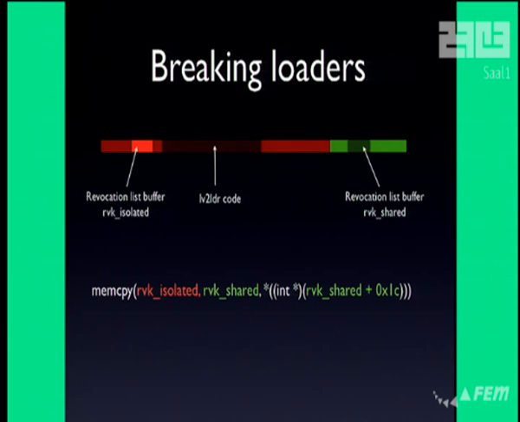So what's wrong here? The problem is that the destination buffer lies before the LV2 loader code. The source buffer, so we control the source and we control the length of the source. So what if we just write some really, really huge value there? Well, we overwrite LV2 loader code and run code in isolated SPU mode.